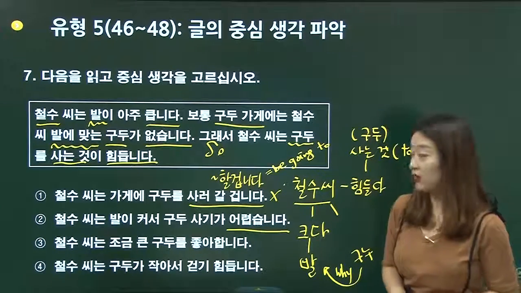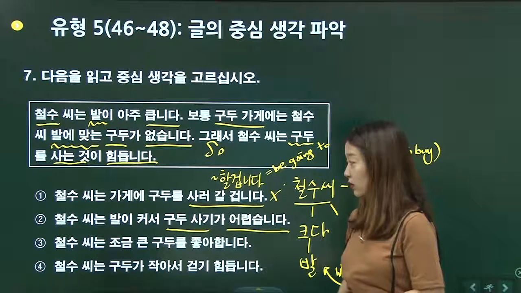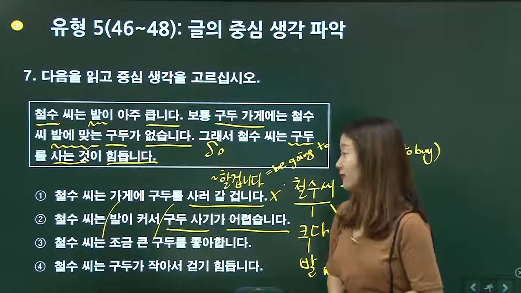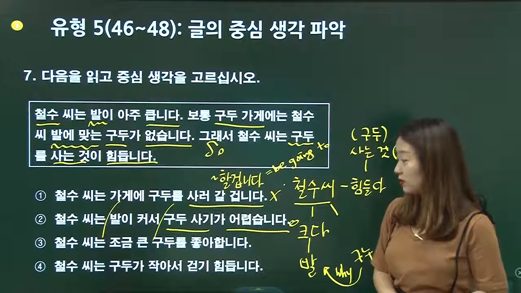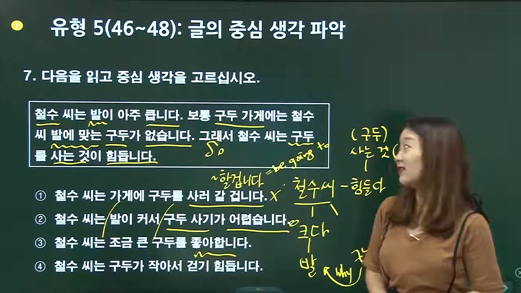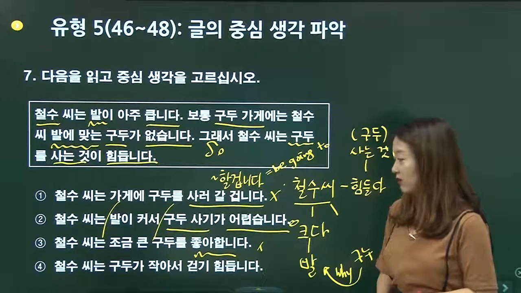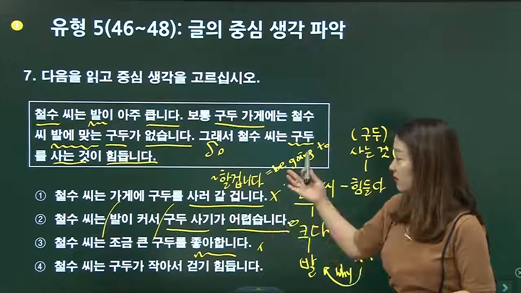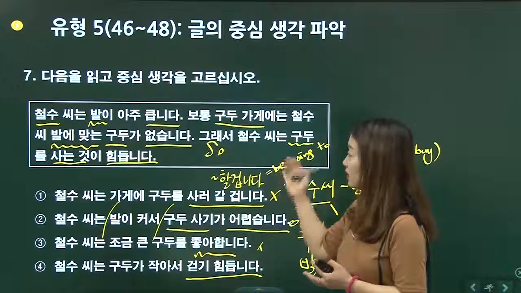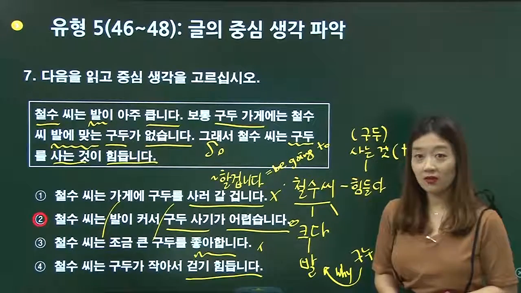Number two, 철수 씨는 발이 커서 구두 사기가 어렵습니다. 어려워요. Difficult, right? Buying shoes is difficult. Because, I said already, this can be the reason, 발이 커서, his feet are big. It can be true. Number three, 철수 씨는 조금 큰 구두를 좋아합니다. Does he like bigger shoes than his feet? It doesn't mean his feet are just big, right? And then number four, 철수 씨는 구두가 작아서 걷기 힘듭니다. There's nothing about it being difficult to walk, right? 걷기 힘들다, difficult to walk. But that doesn't mean it's difficult to get the right shoes for him, right? So the right answer is number two.